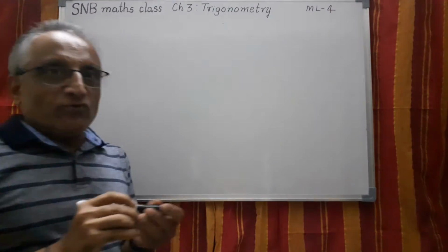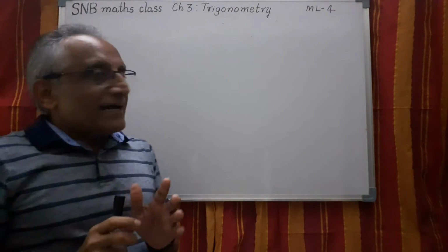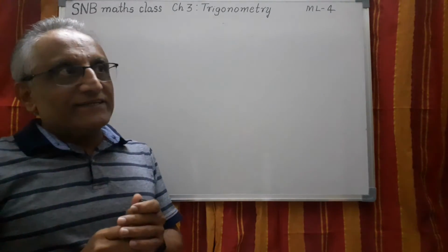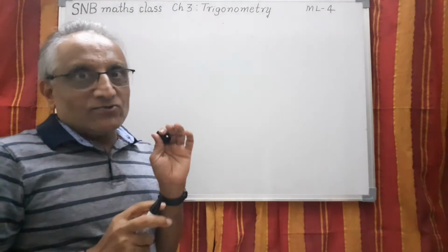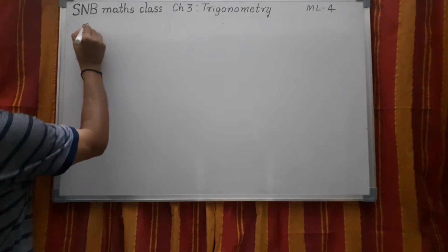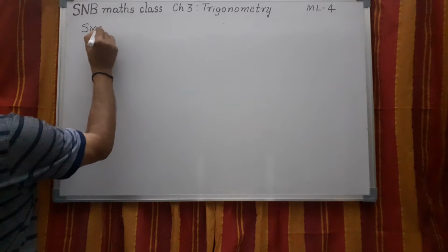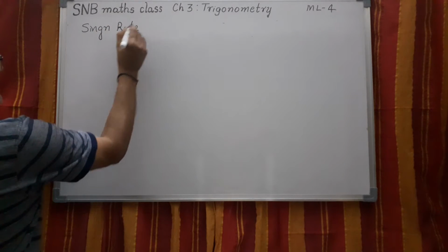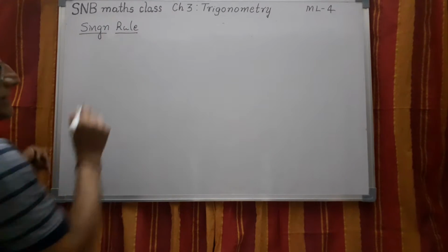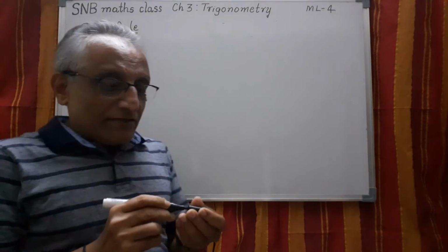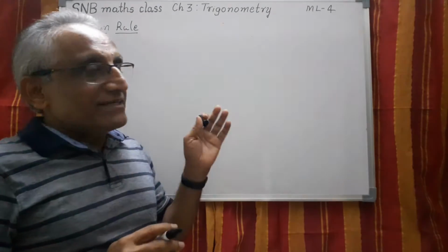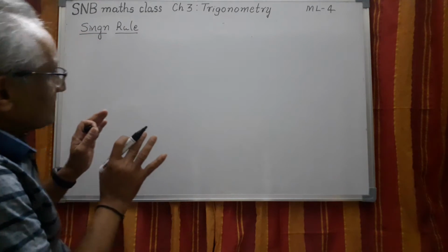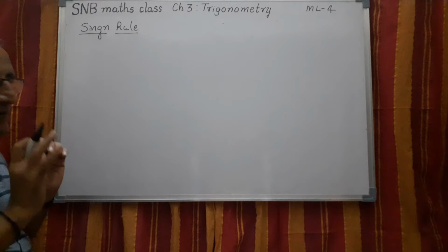This is lesson 4. In this lesson, I am going to introduce two important concepts. The first one is sign rule. Sign rule means, trigonometric ratios sometimes are positive, sometimes they are negative. But there is a definite rule. So, let us try to understand and remember.